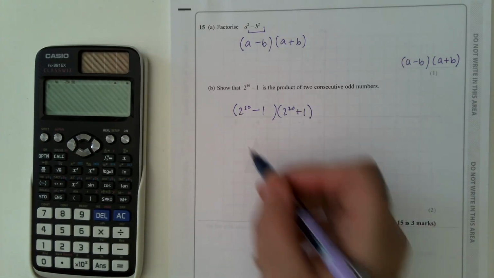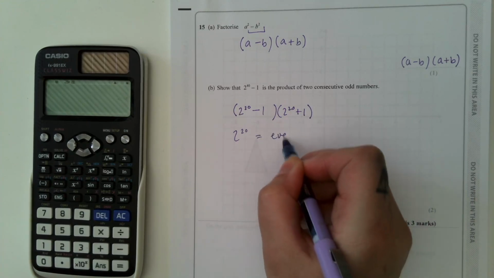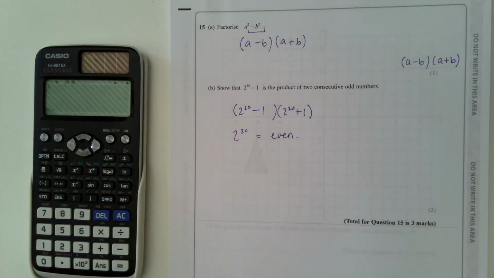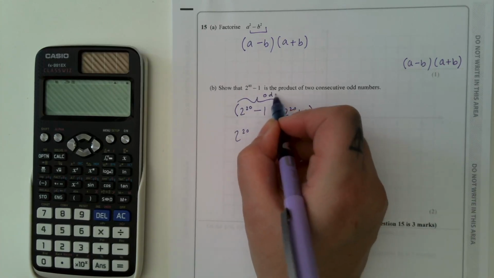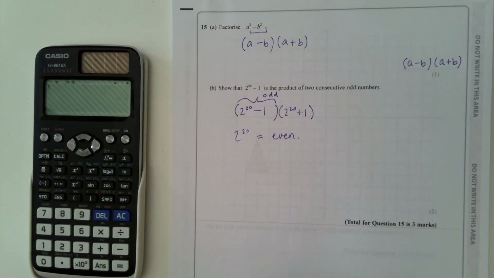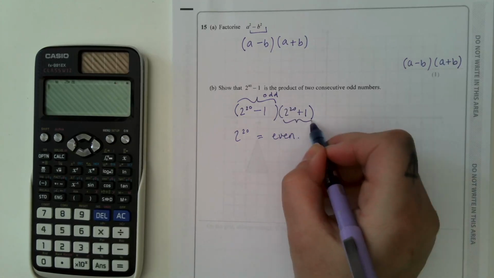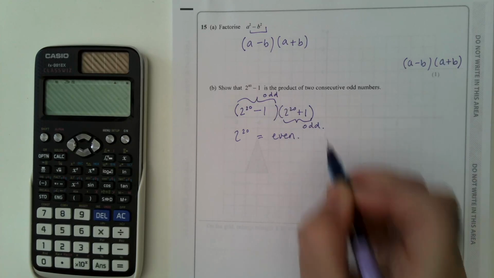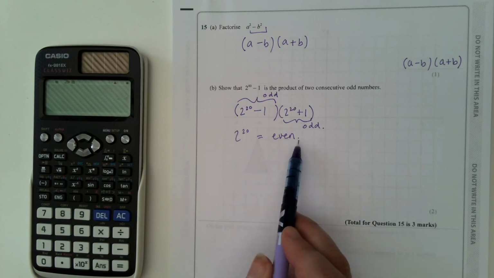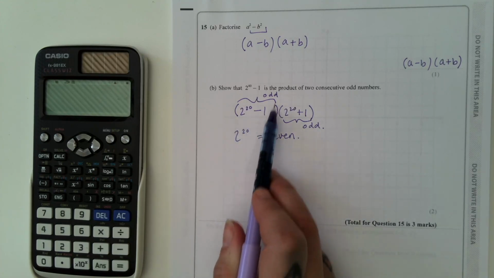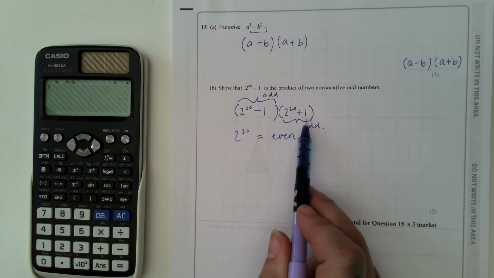Okay? Now what we can say is 2 to the power of 20 has got to be even, because it's a power of 2, and if we're multiplying by 2, we're going to get an even number. So 2 to the power of 20 subtract 1 must be odd, because the number before that even number would be odd. And then 2 to the power of 20 add 1 is also odd, because the next number on from that even number would be an odd number, because they alternate odd and even. Okay, so 2 to the power of 20 is even, so 2 to the power of 20 subtract 1 is odd, and 2 to the power of 20 add 1 is odd.